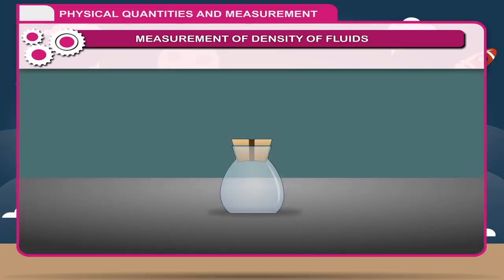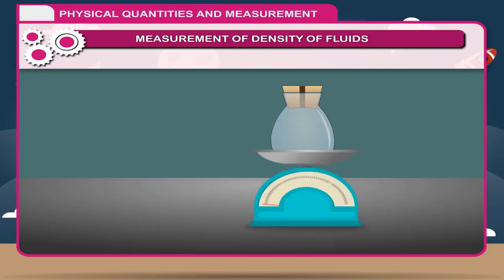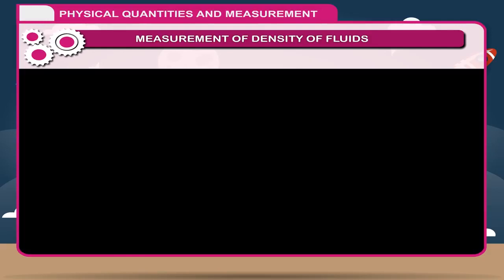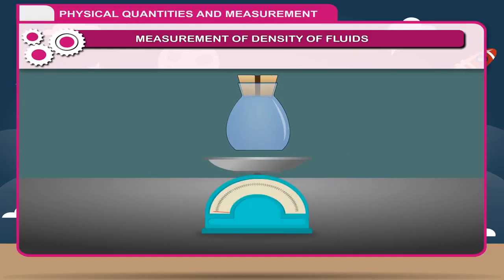1. Clean and dry the relative density bottle and weigh it with the help of a physical balance. 2. Fill the bottle up to the brim with the liquid whose density is to be measured. Push the stopper gently into the neck of the bottle. The extra liquid which is coming out of it should be cleaned properly. Weigh the bottle containing liquid on the same physical balance.